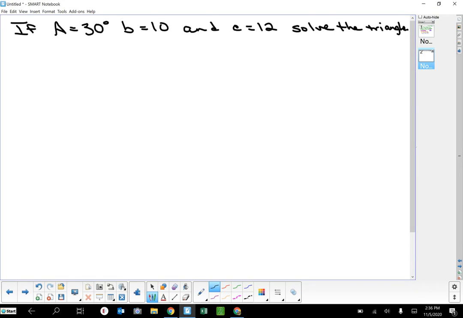All right, so it's helpful if you draw yourself a picture, label that information. You can put A, B, and C anywhere you want, and then just label appropriately. So A would be 30, side B would be across from angle B, so that would be 10. Side C would be across from angle C, so that would be 12. And you can see here that we have the two sides with the included angle, like I was mentioning before. So I have angle A.